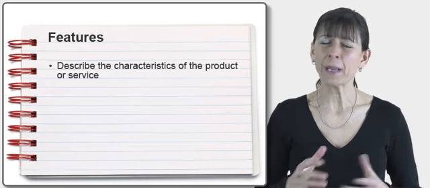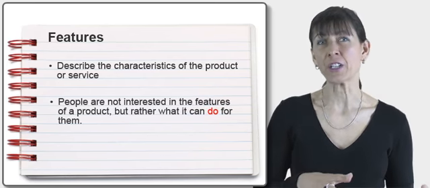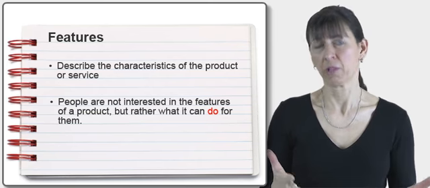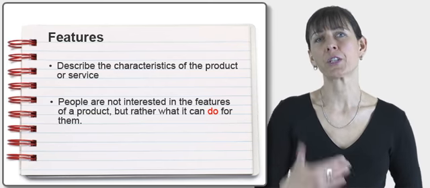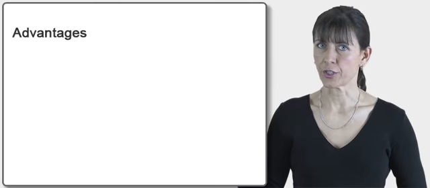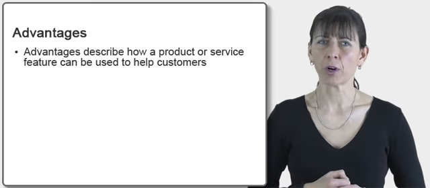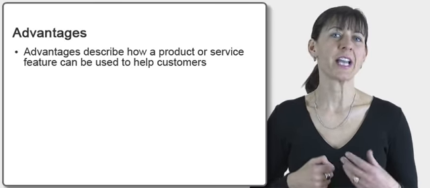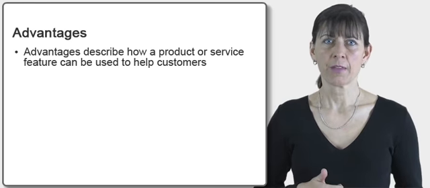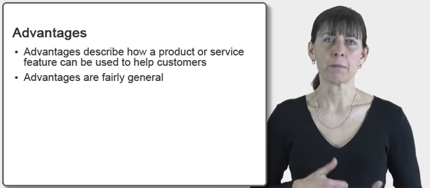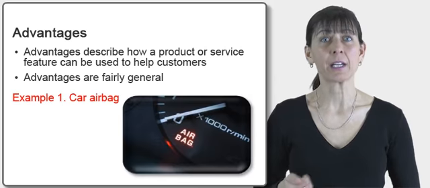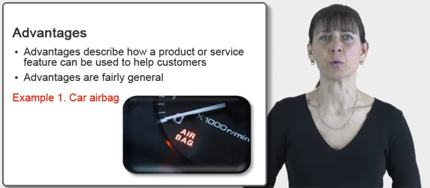Now the interesting thing is, are people actually interested in features or what the features can do for them? You're absolutely right, it's what the features can do for them. Advantages. Advantages describe how the feature can actually help your customers. They tend to be fairly general, but for example, an airbag in a car will stop you hitting the dashboard.